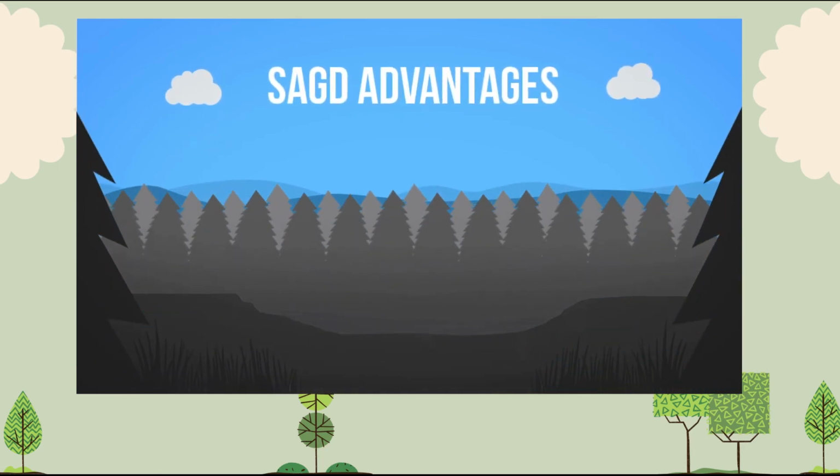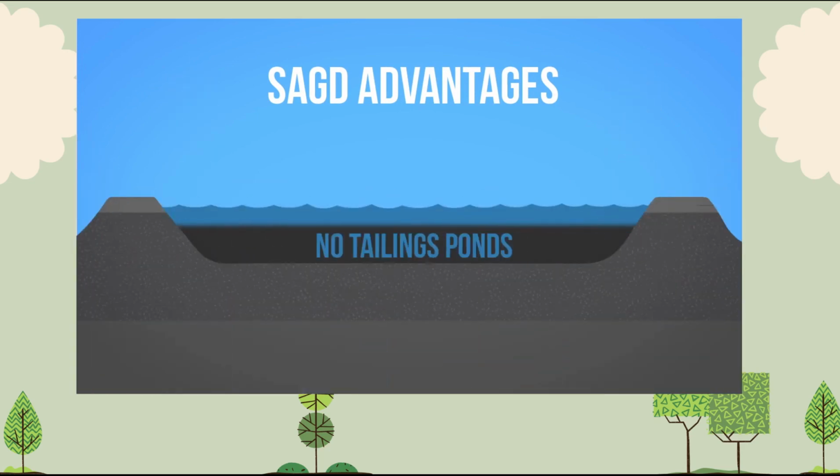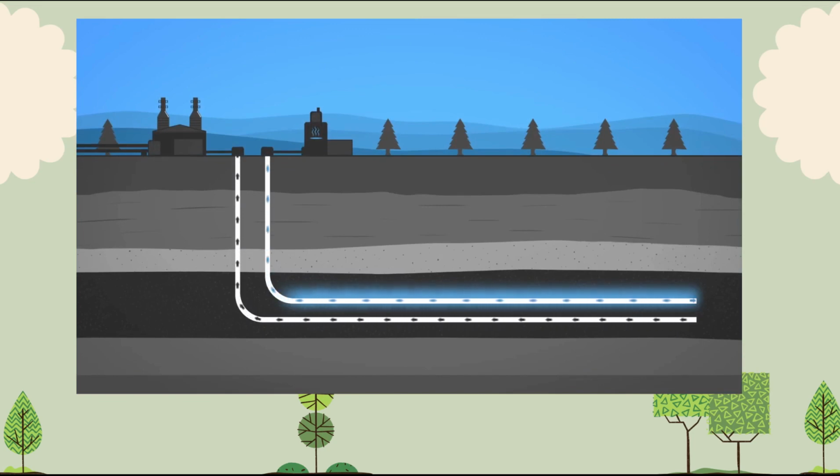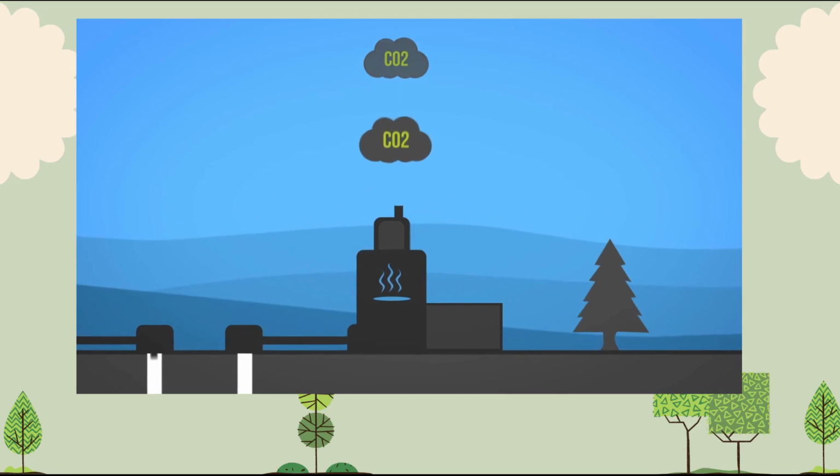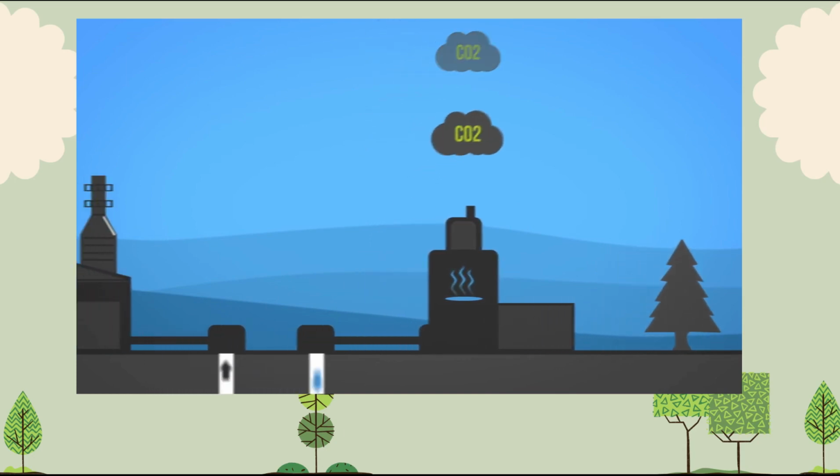SAGD has several advantages over oil sands mining. SAGD production has less land disturbance and does not result in the creation of tailings ponds. However, SAGD requires large amounts of thermal energy to produce steam. Currently, the vast majority of this energy is provided by natural gas, making greenhouse gas emissions a key concern for the process.